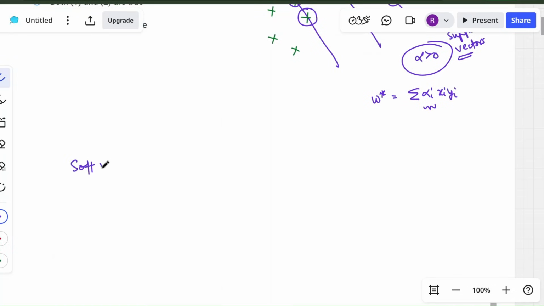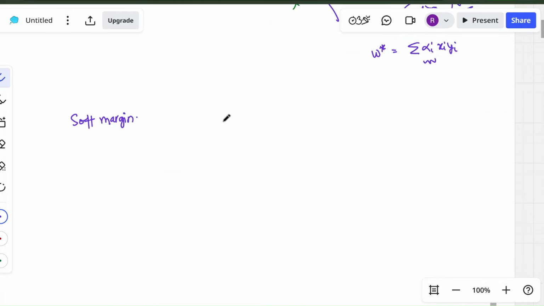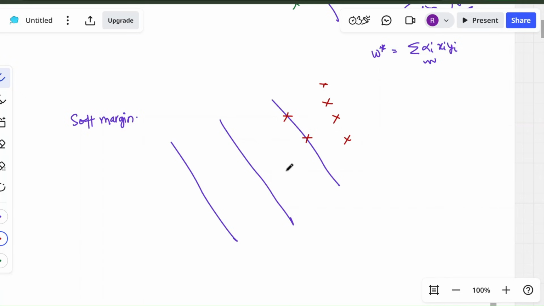but what if the question was of soft margin linear SVM? In that case, there is some slight modification. For example, there will be points here, there will be points outside also. There can be a point inside also. There can be a point here. There can also be a point here, right?